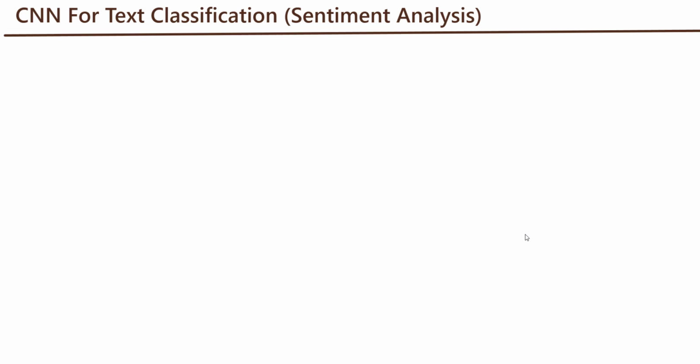Till now, we have learned we can use convolutional neural network for an image. So, can we use convolutional neural network for text classification tasks like sentiment analysis? Yes. How? Let's see in this video.